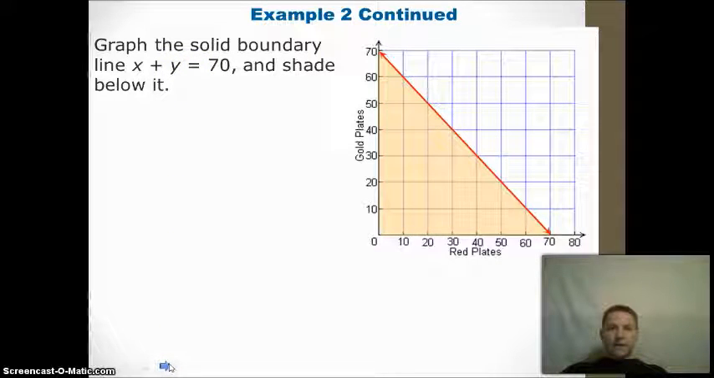Okay? Here's the first one. This was a less than or equal to, remember? Okay, so you get Y by itself and you shade below it. So this was Y is less than or equal to negative X plus 70. It had a negative 1 slope. Your y-intercept was 70.